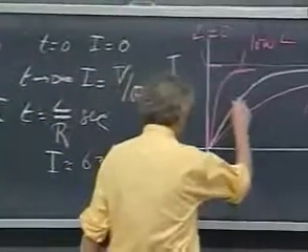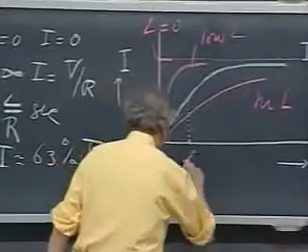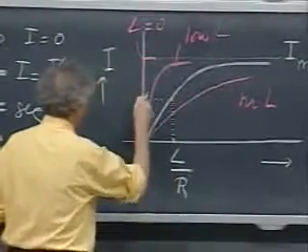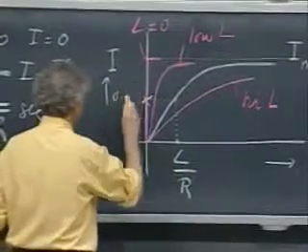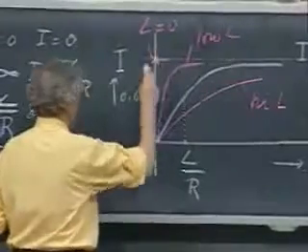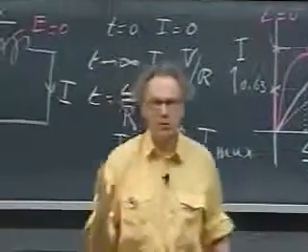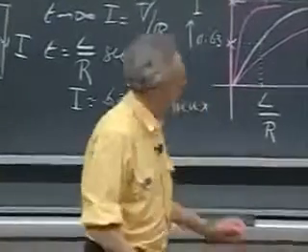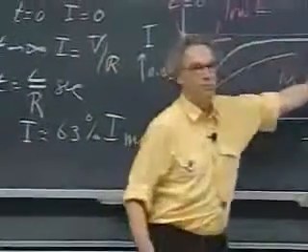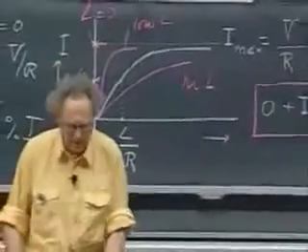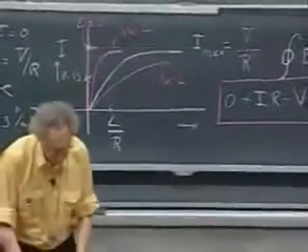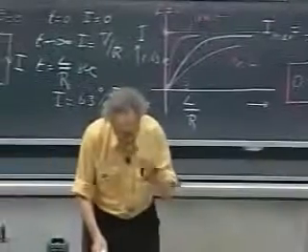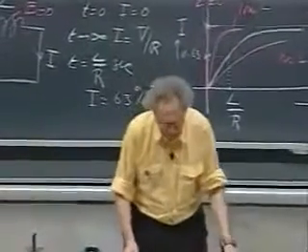In other words, right here, if I wait L over R seconds, this value here is about 0.63 times the maximum value possible. And it's climbing up and asymptotically approaches then ultimately the maximum current, which is V divided by R. Make sure you download that lecture supplement that you'll find on the web.